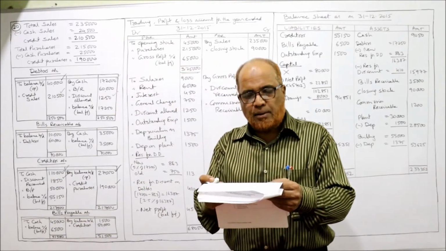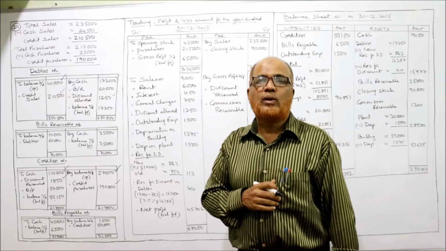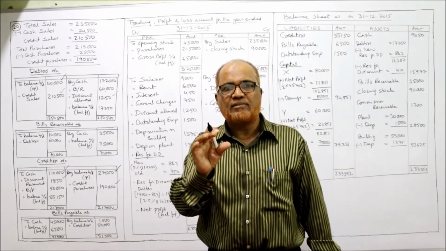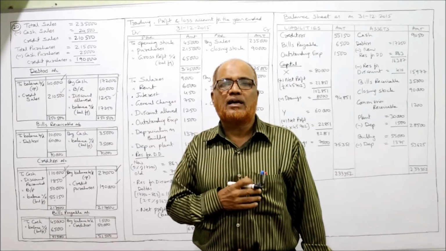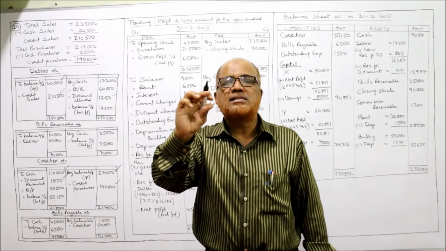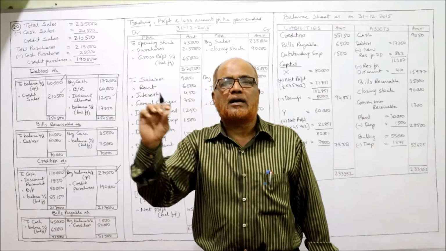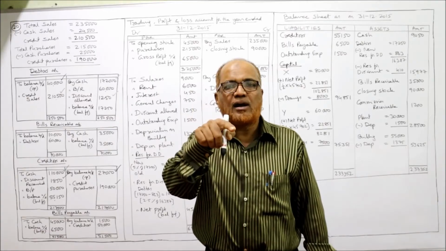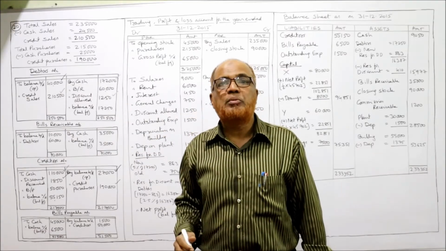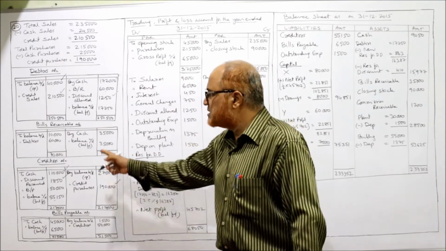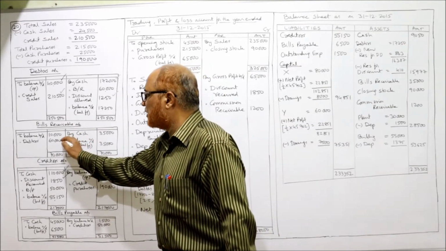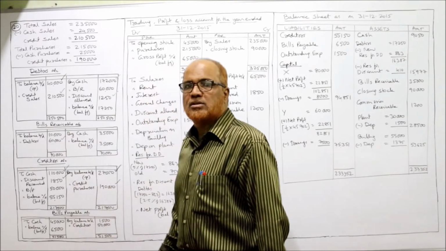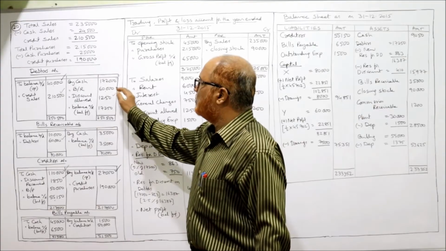Next, bills receivable received during the year. The entry will be bills receivable account debtor to debtors. Bills receivable account should be debited. Debtors should be credited. The bills receivable account debit side to debtors 60,000 and debtors account credit side by bills receivable 60,000.